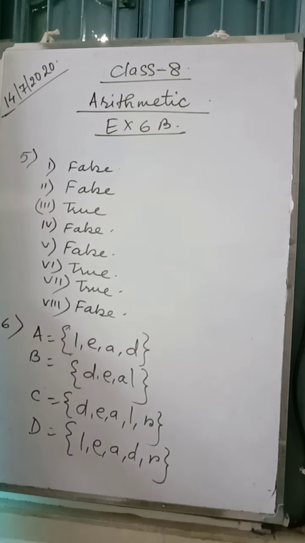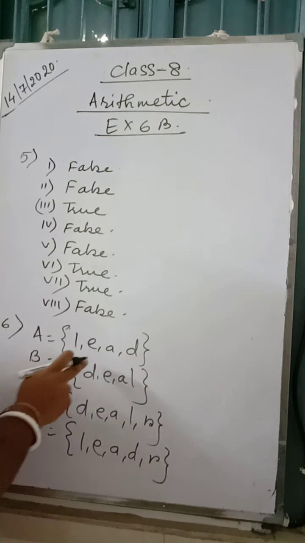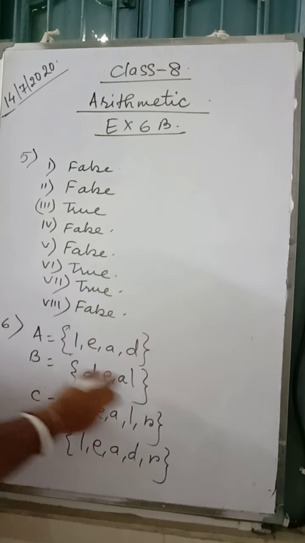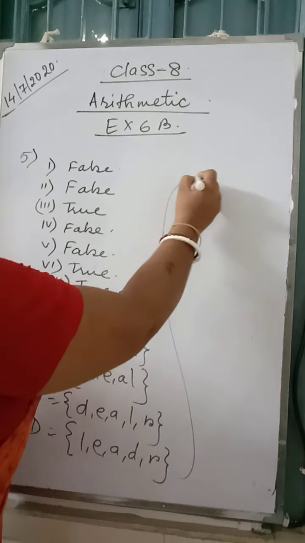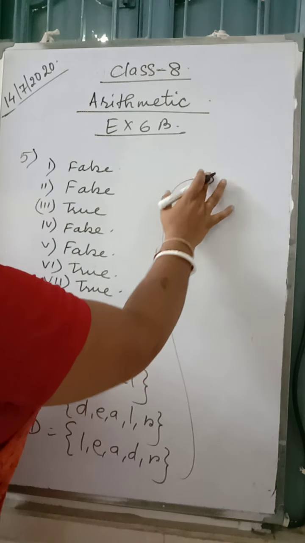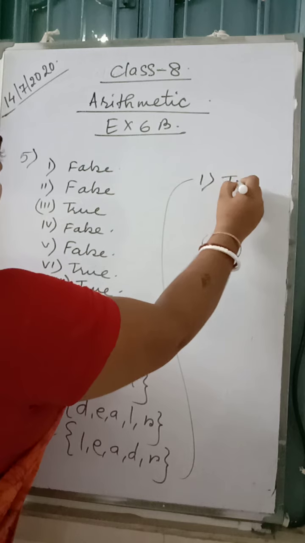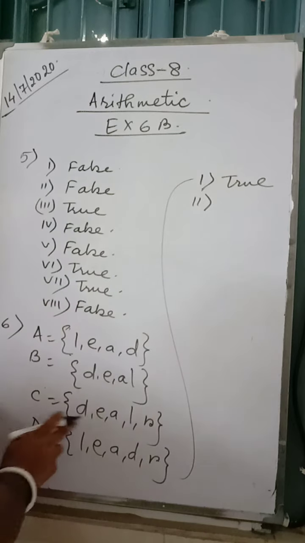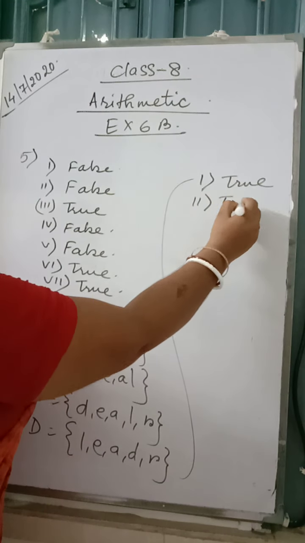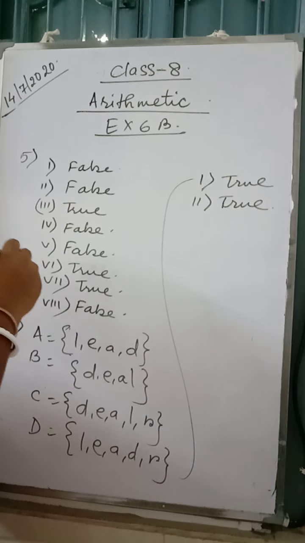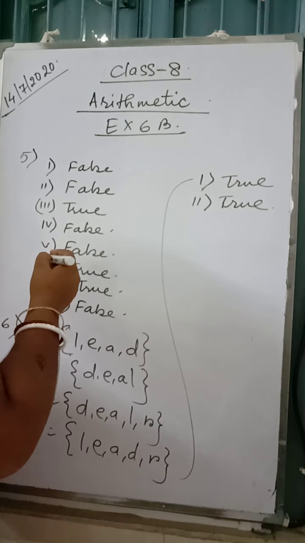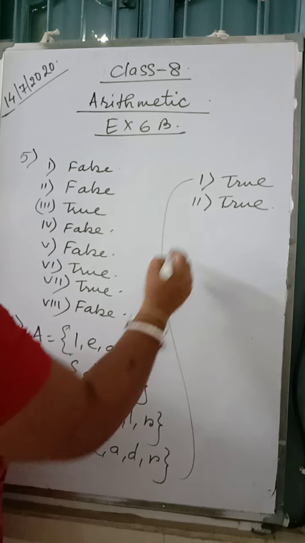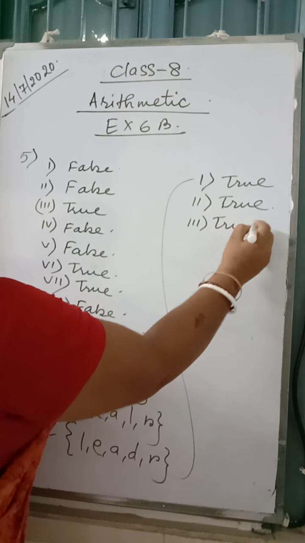Now the first one is A is a subset of B. Now L-E-A-D, D-E-A-L. Is it a subset of B? Yes, because these are the same. Members of set A are members of set B. So this is true. Number 2, C is a subset of D. The members of C and D are the same. So this is also true. So they are subsets. Number 3, A is equal to B. Yes, both the members are the same. So this is also true.